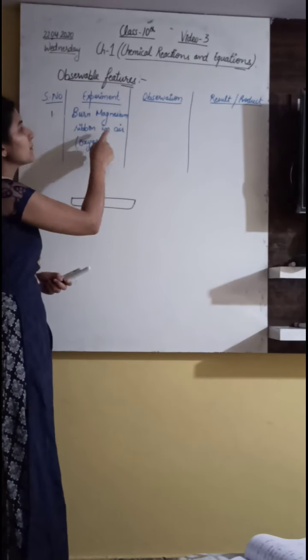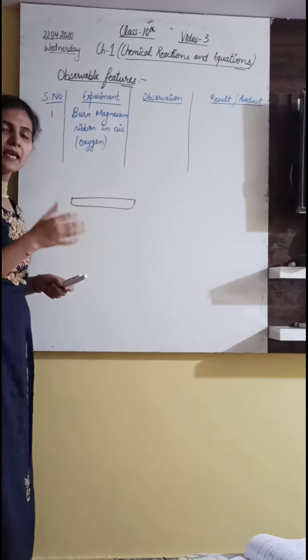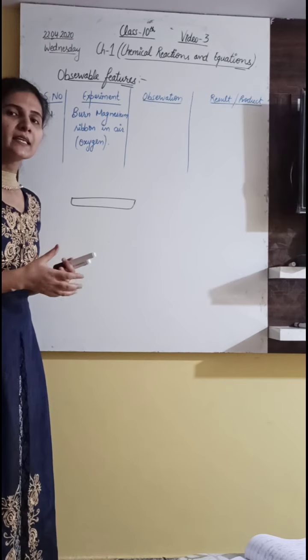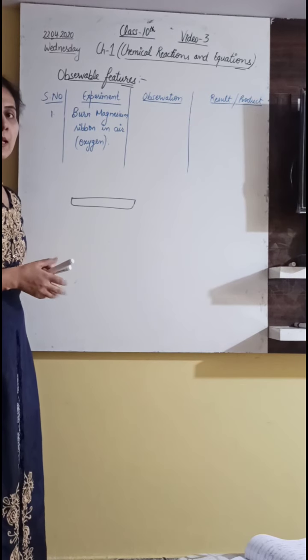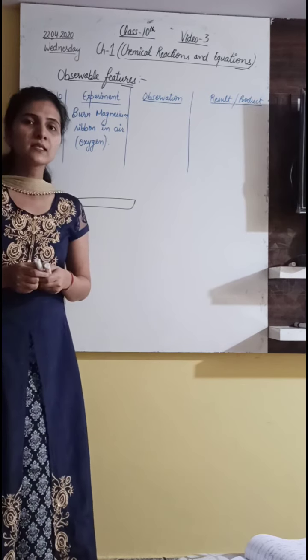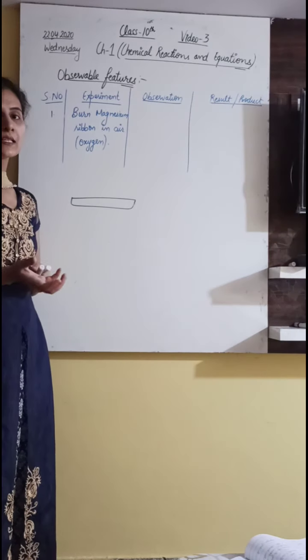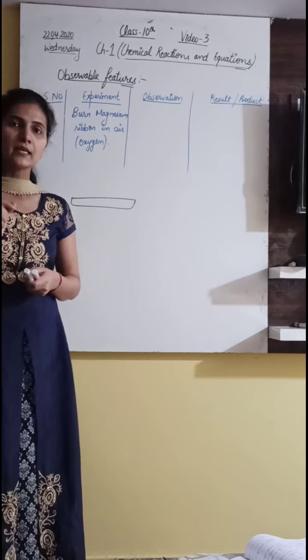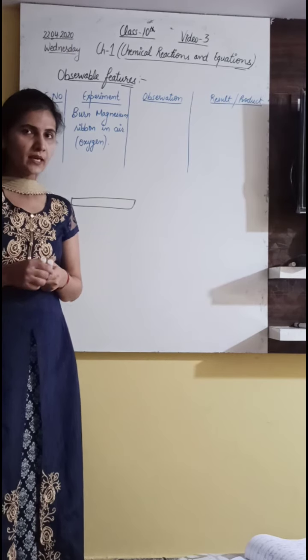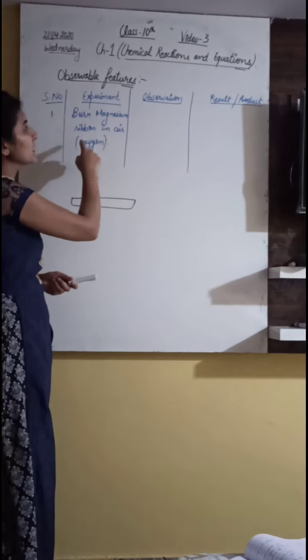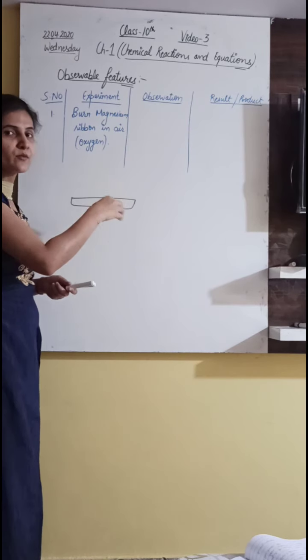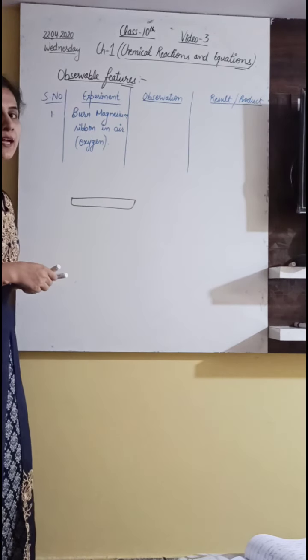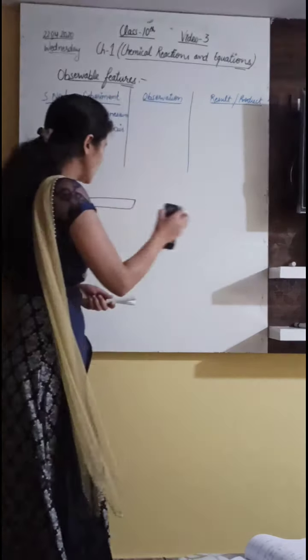So when we burn the magnesium ribbon in air, air means we are burning anything in the presence of oxygen. Many times you will come across the term burning anything in air. Air means automatically you are burning anything in oxygen. Okay. So when we are burning this magnesium ribbon in air, then what will happen? So we will try to write down the chemical equation.